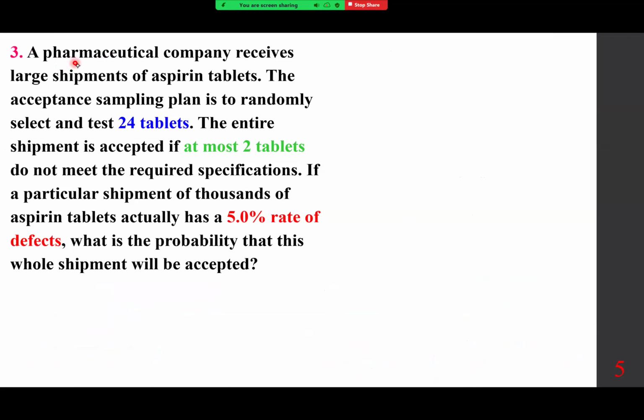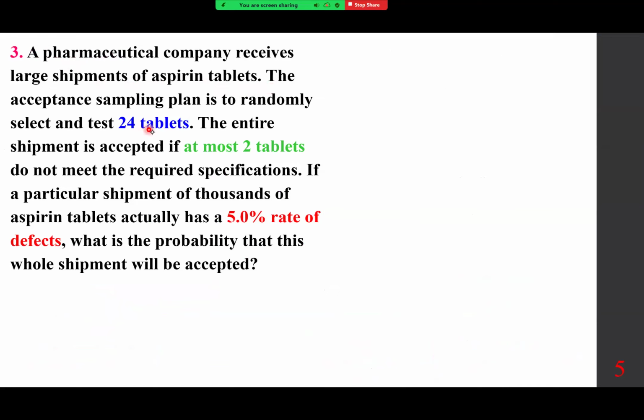A pharmaceutical company receives large shipments of aspirin tablets. The acceptance sampling plan is to randomly select and test 24 tablets. The entire shipment is accepted if at most 2 tablets do not meet the required specifications. If a particular shipment of thousands of aspirin tablets actually has a 5.0% rate of defects, what is the probability that this whole shipment will be accepted?